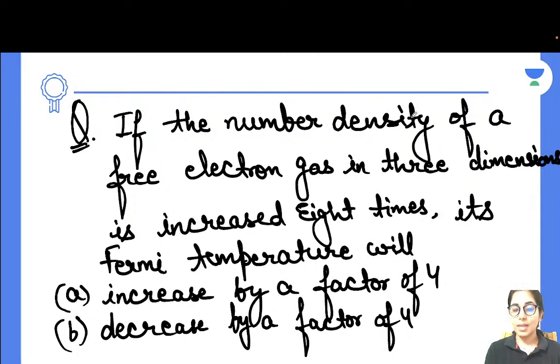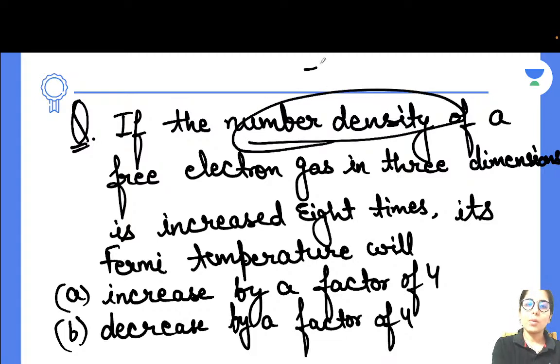So that matters, right? If you look at this question, they have given: if the number density of a free electron gas in 3 dimensions is increased 8 times. So what is increasing? The number density, right? So number density is increasing. Let's say I'm going to call it rho n. And how many times is it increasing? That's going to be 8 times.